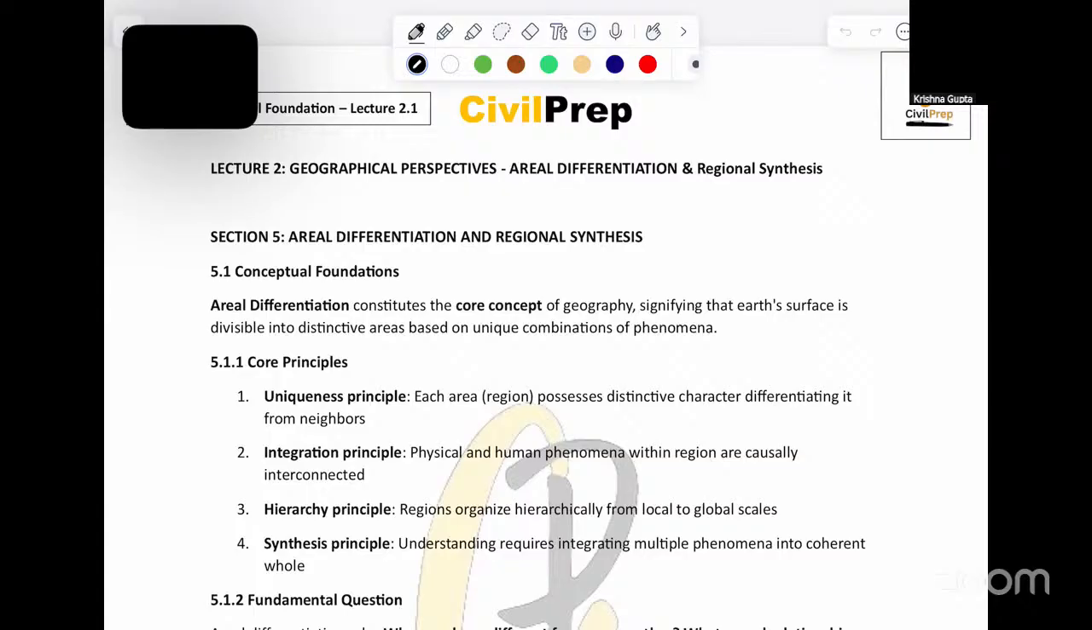So this is lecture 3 we can see here, that is based on areal differentiation and regional synthesis.